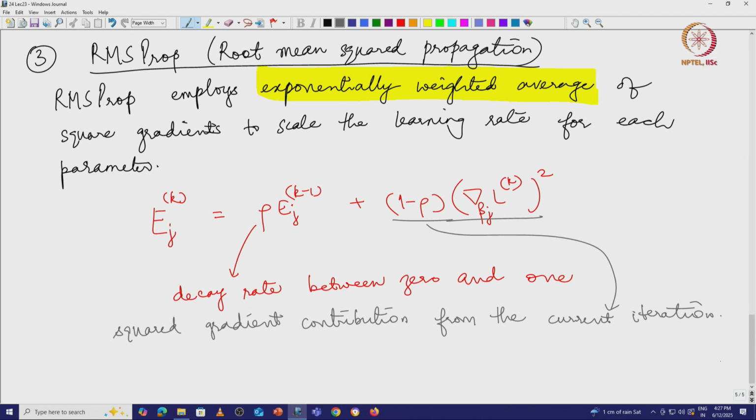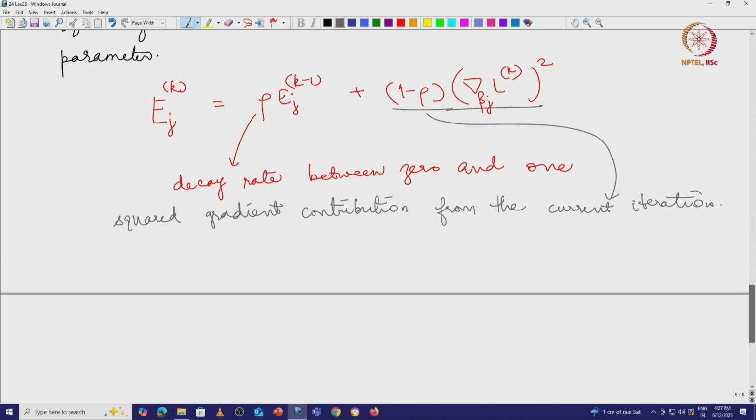Okay. And then obviously you will go ahead and update the parameters in a manner similar to what we had done for Adagrad. In this case, instead of using the accumulated squared gradient, you will use the accumulated exponentially weighted average of squared gradient. So, you do not necessarily accumulate things from very far ago. So, the final equation is pretty much the same.